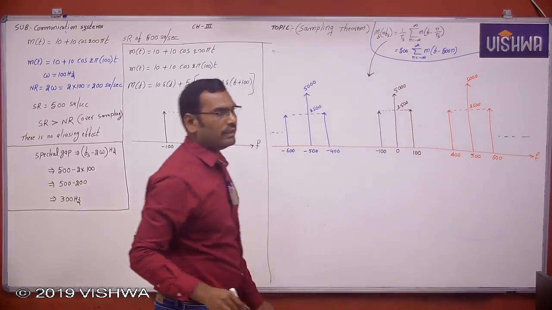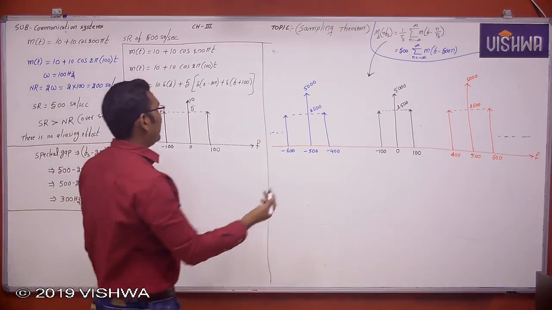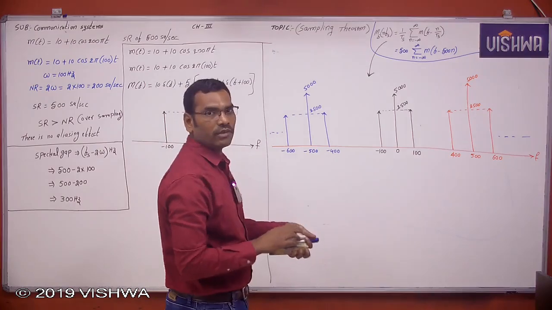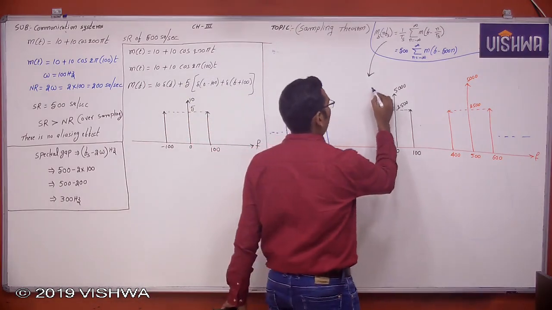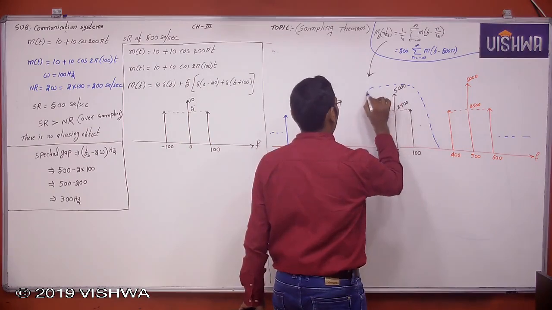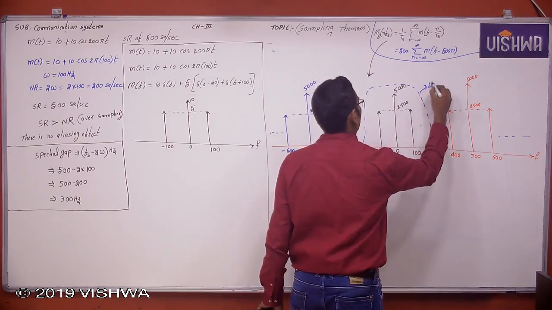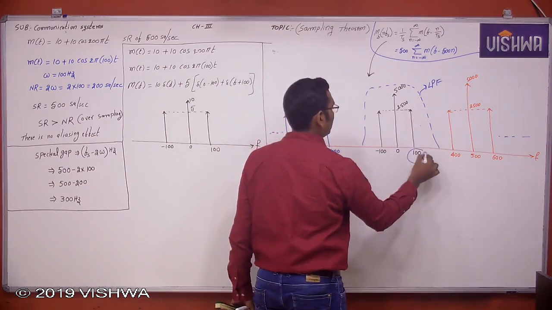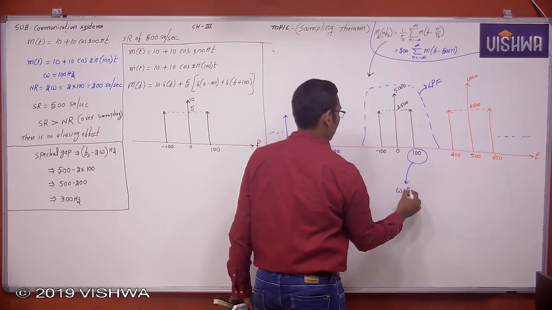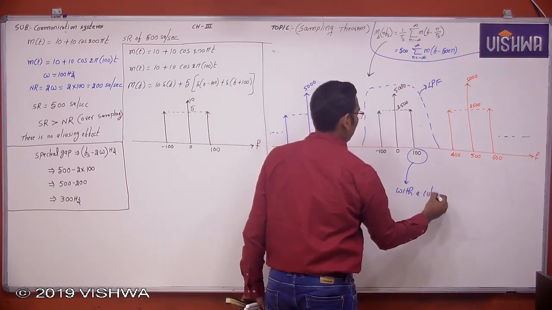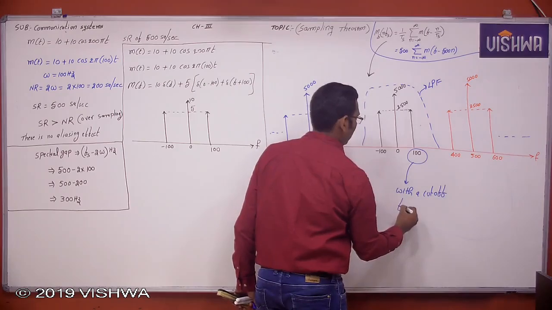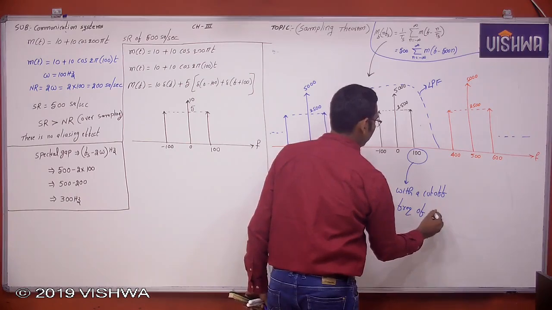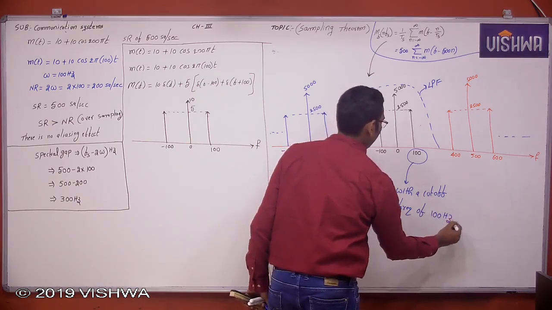Now, what is a low pass filter? To get back the original message signal, what is the cutoff frequency of the filter? You design a low pass filter, the reconstruction filter, for selecting this signal, with a cutoff frequency of 100 hertz.